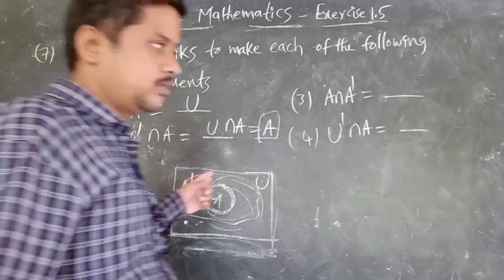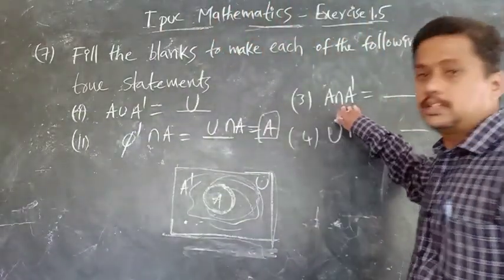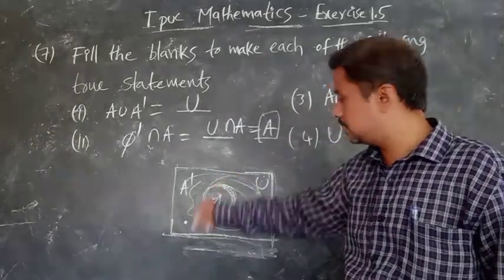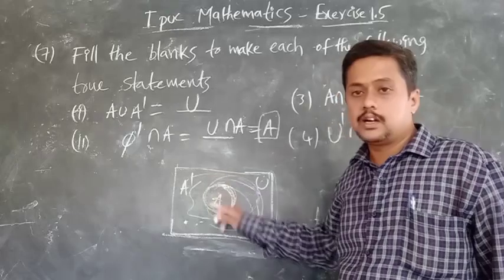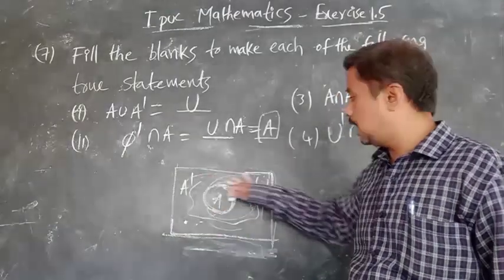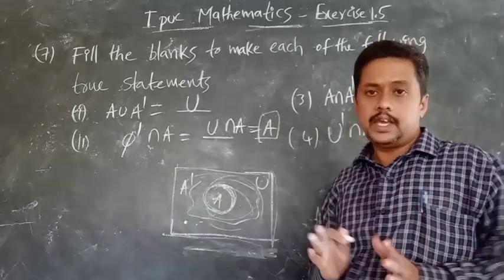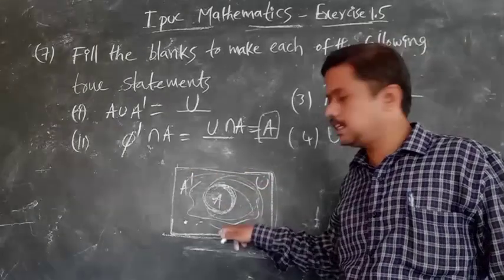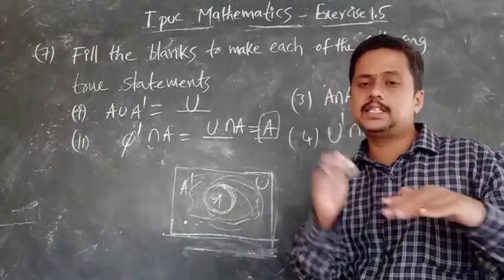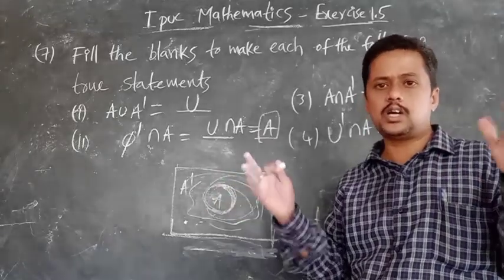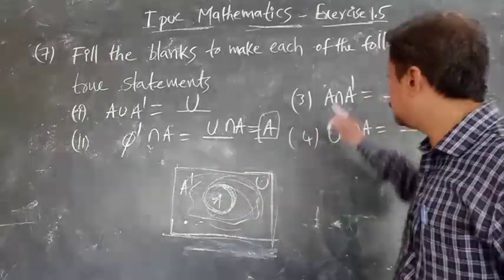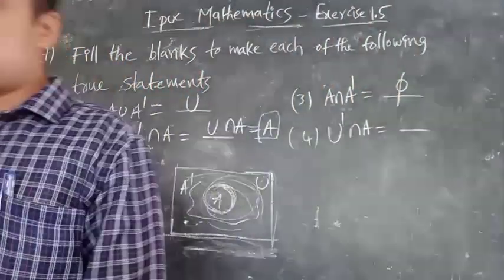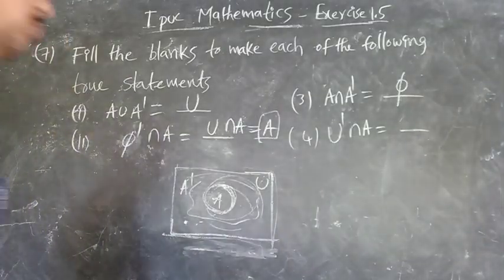Like that you have to be. Okay, next we will move to the third one. A intersection A dash. A is inside, and A dash is outside. Both are different now. There is no common element between A dash and A. So therefore, what is the answer? Pi. A intersection A dash is equal to pi. Okay? Next we will move to the next one.